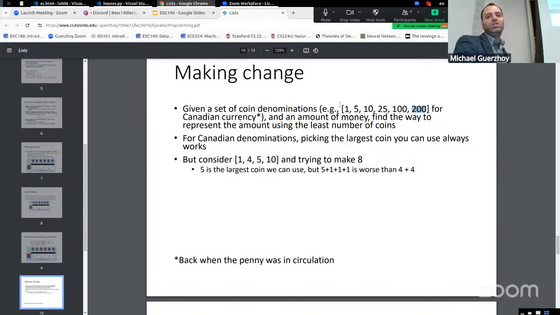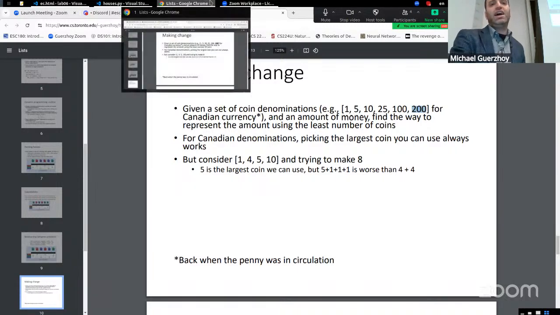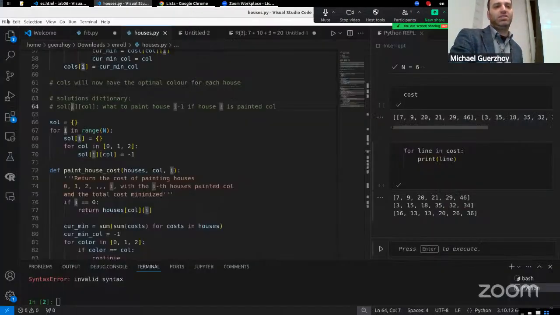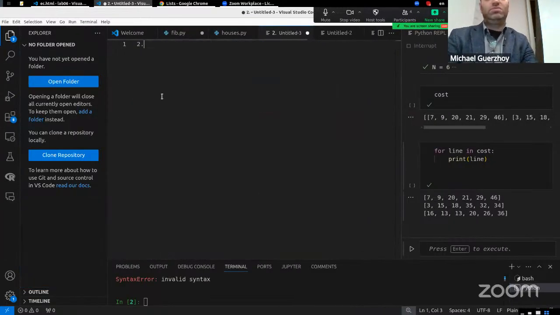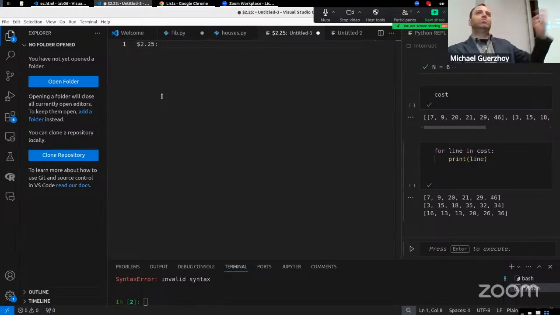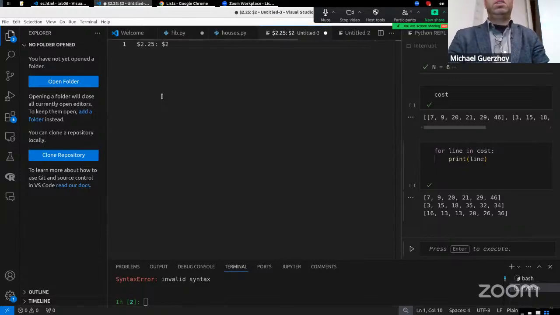So if you're using current Canadian money, then this is not a difficult problem, right? So if you want to say that you need to make this amount of money, what's the smallest amount of coins that you can use in order to make up this amount of money? It's 2, right? It's like $2 plus 25 cents.